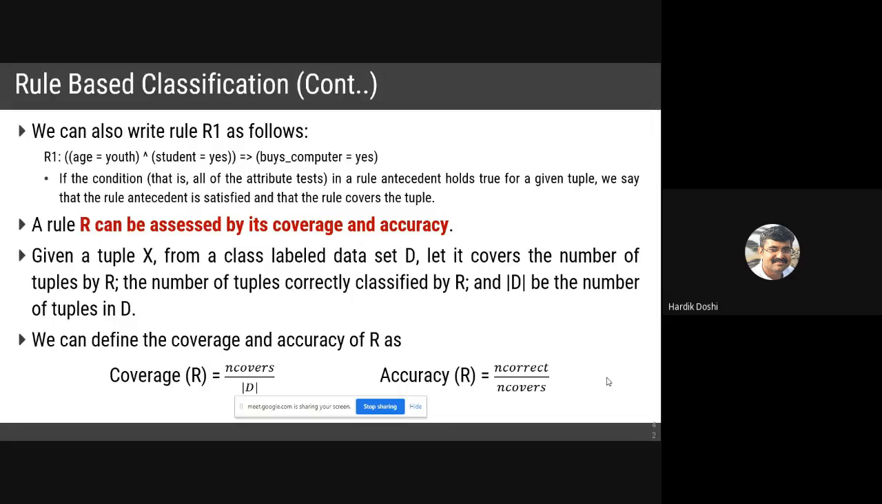Is it fine? In the exam it was once asked to explain rule-based classification. If you refer to previous year papers, you can check the question: explain rule-based classification with example. With example means you need to take that particular decision tree example and simply state these are the rules derived from it. The one rule I defined, similarly you define the other rules, and you need to define coverage and accuracy. Is it fine?